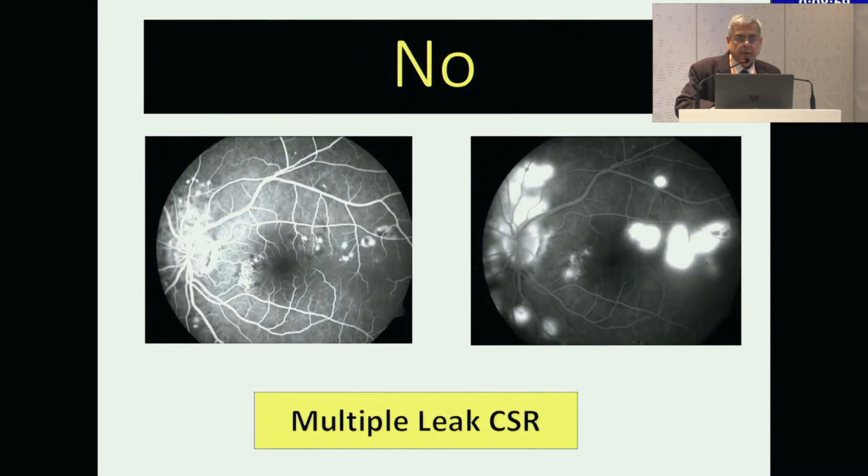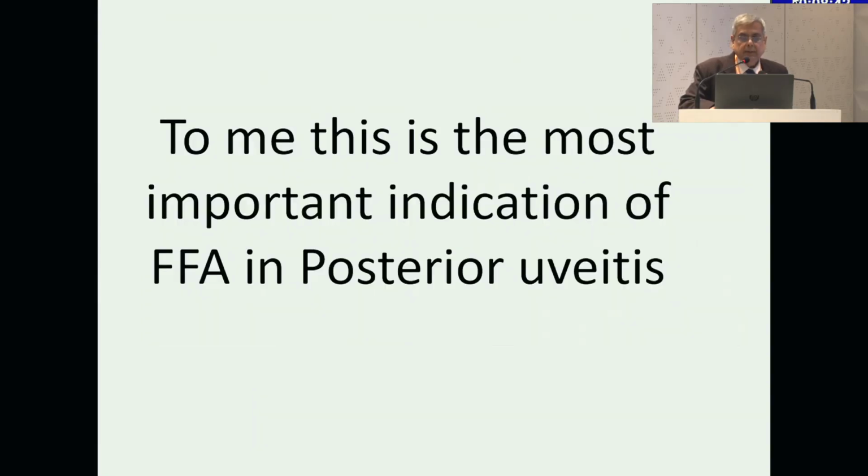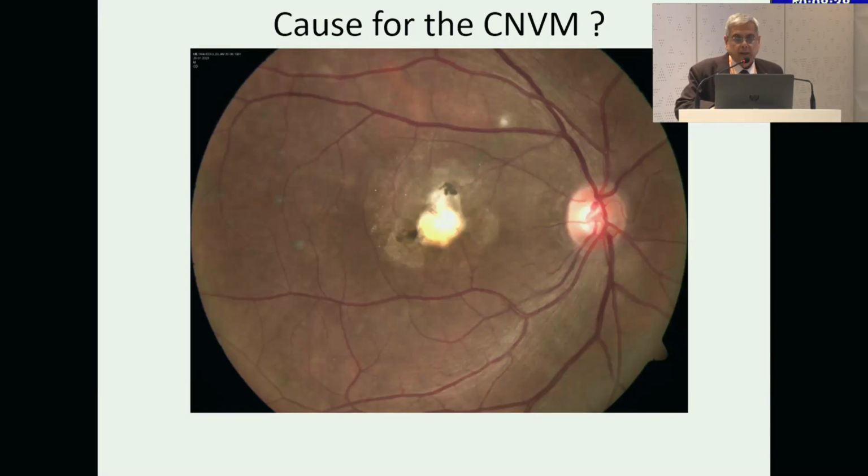It was not a choroiditis. It was multiple leak CSR. You can see the point leaks in the early phase, and in the late phase there is increase in the fluorescence with leaking or pooling of the dye. To me, this is one of the most important indications of FFA in posterior uveitis.